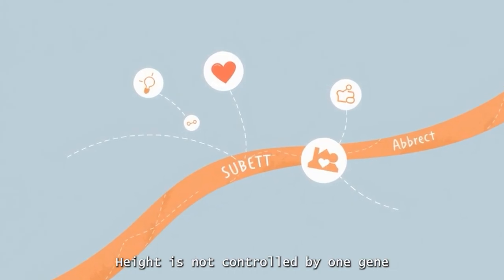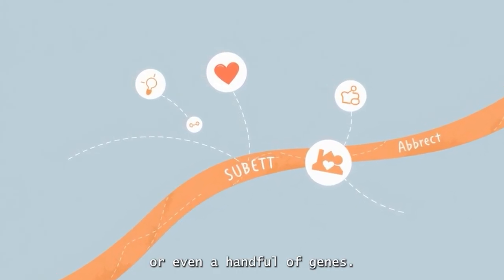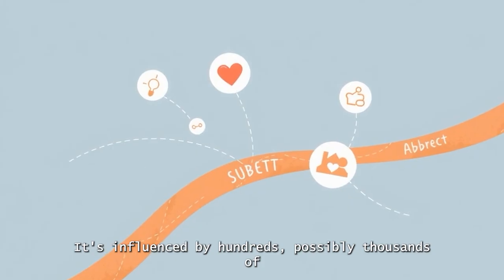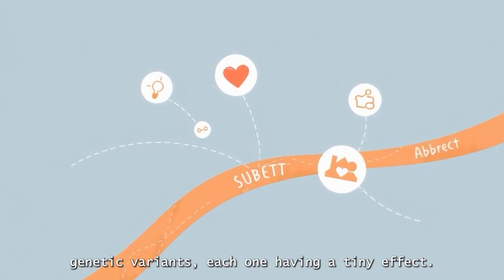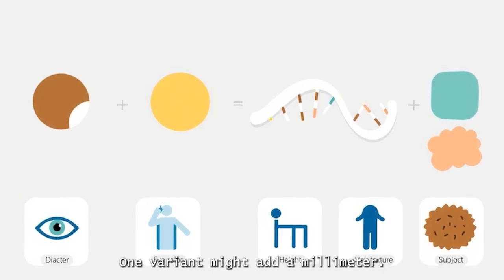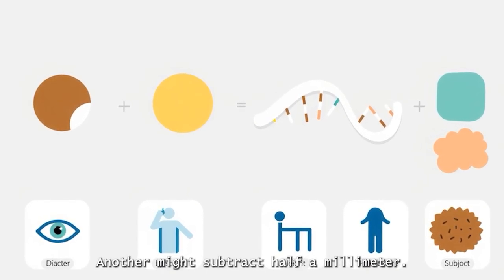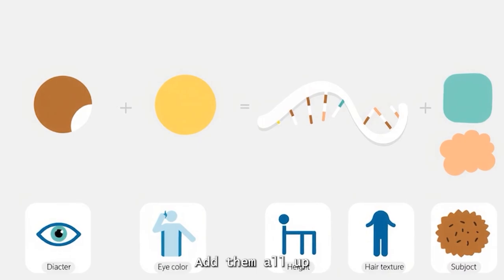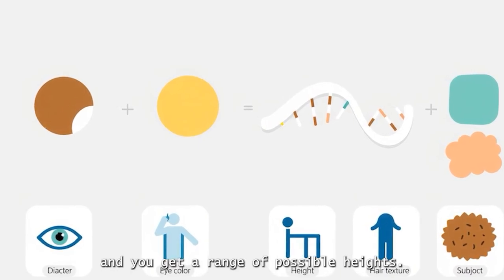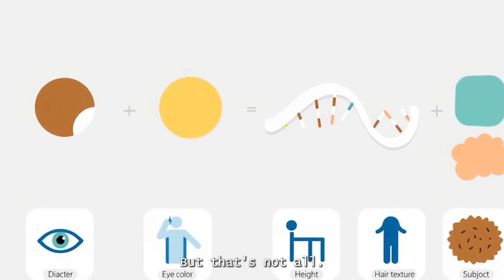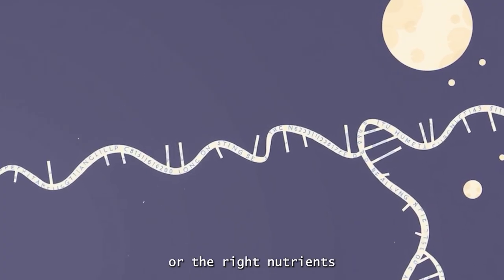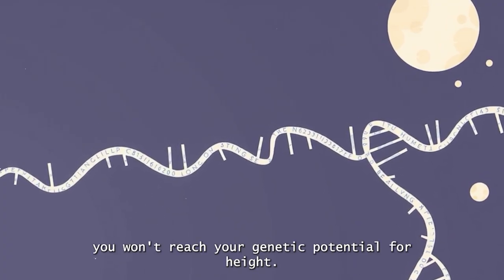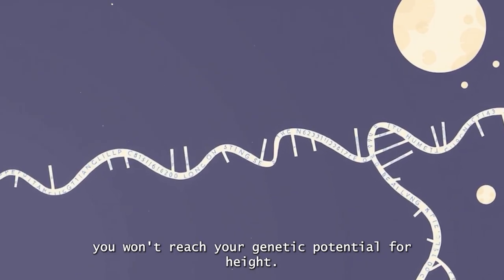Height is not controlled by one gene or even a handful of genes. It's influenced by hundreds, possibly thousands of genetic variants, each one having a tiny effect. One variant might add a millimeter, another might subtract half a millimeter. Add them all up, and you get a range of possible heights. But that's not all. Nutrition matters. If you don't get enough food or the right nutrients during childhood, you won't reach your genetic potential for height.